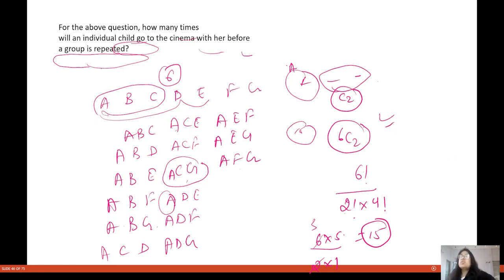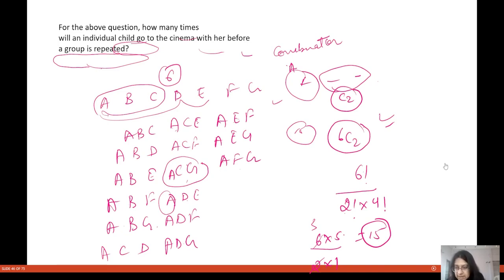See, here it was only 7 children, so I could make it out this way. But when there are more children, you can't make it out this way. You will have to do it by the method of combination and permutation.